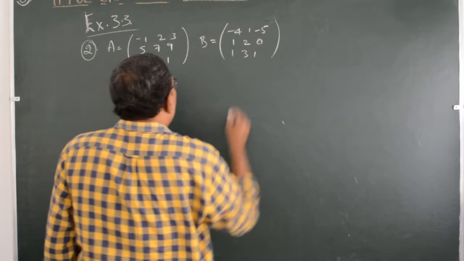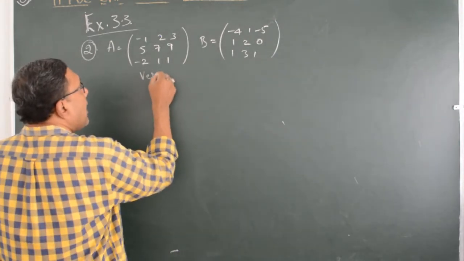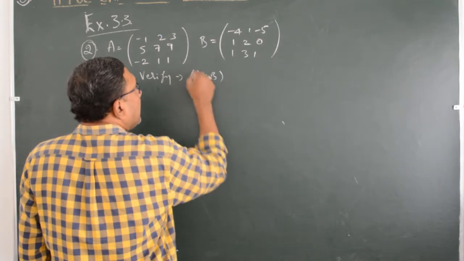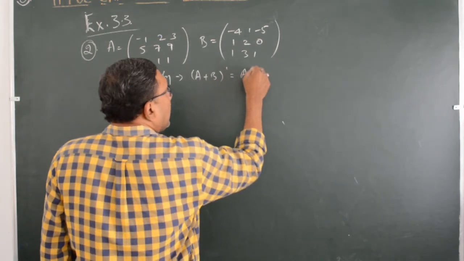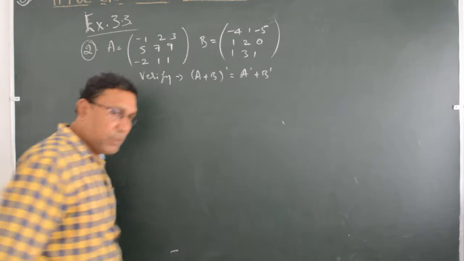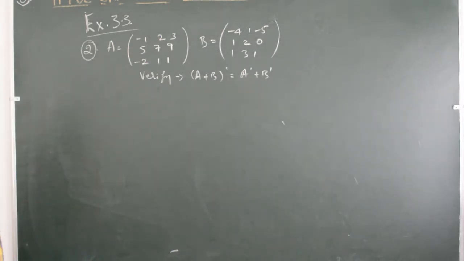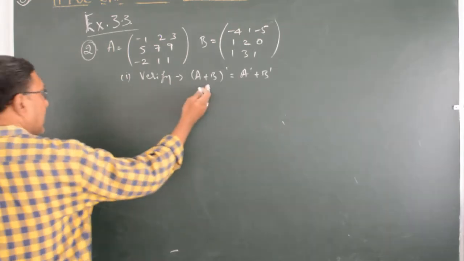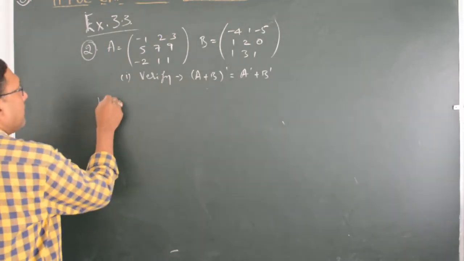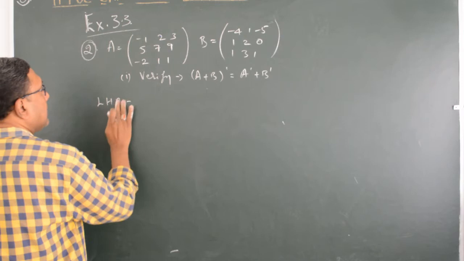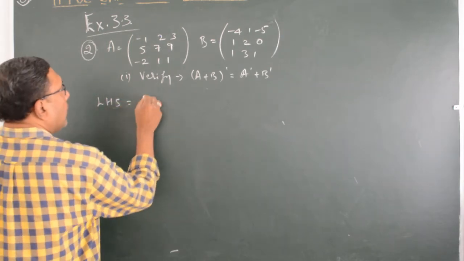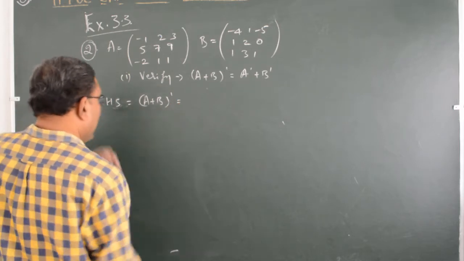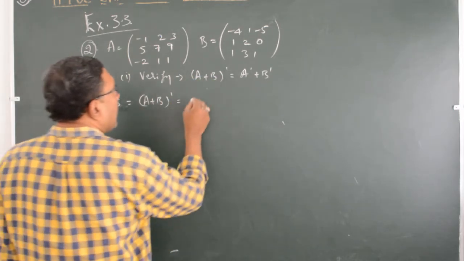All we need to do is verify that (A plus B) transpose is equal to A transpose plus B transpose. This is the first part of the question. So there is an LHS and there is an RHS. Let me write LHS, which is equal to (A plus B) transpose. Let us find A plus B. What is A plus B?